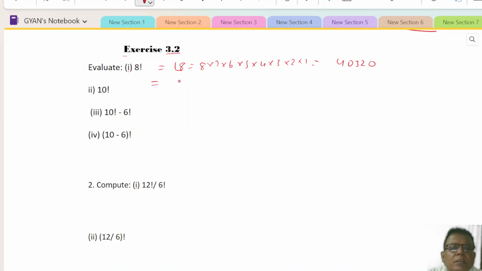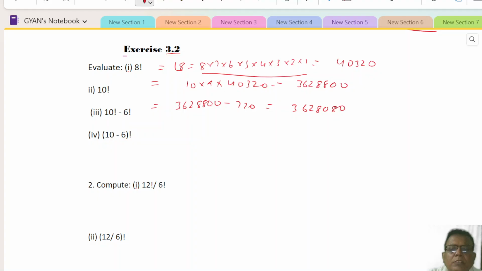Factorial 10. So 10 into 9 into 40320, that we have taken. This will be equal to 3628800. Factorial 10 is 3628800 minus 720. That is equal to 3628080.